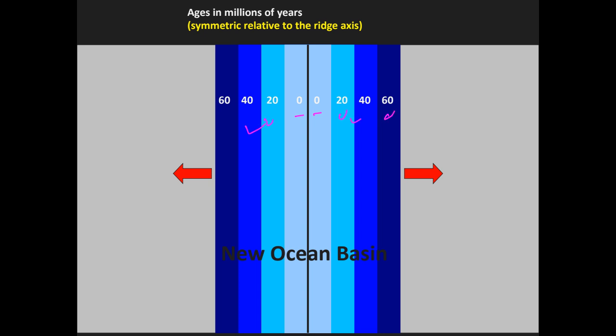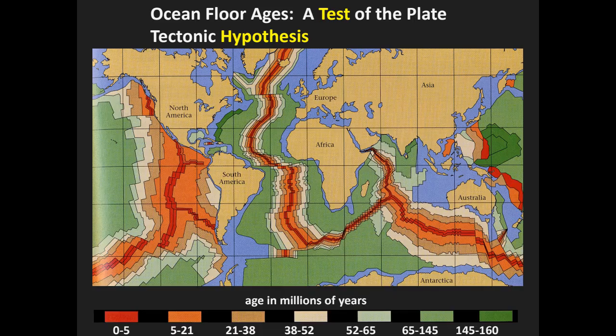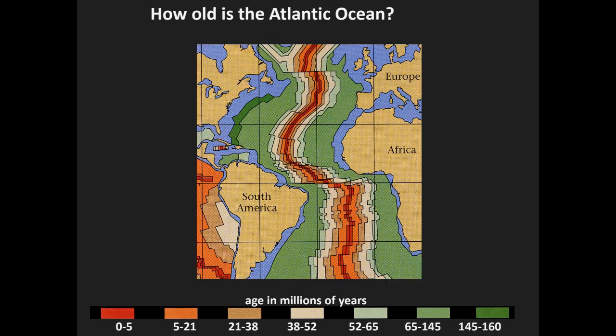So this is how the process along the divergent boundary is happening. We have the sequence of steps from time 1 all the way to time 3. Again, here is the same thing. We have this colored ocean floor with different ages. You can zoom out to specifically the Atlantic Ocean, and you can see also this kind of symmetrical age.